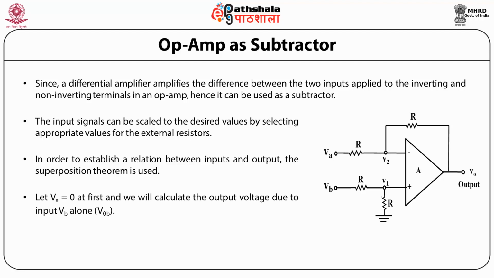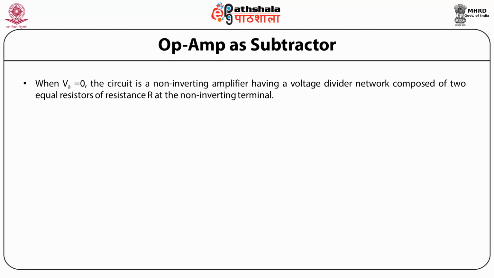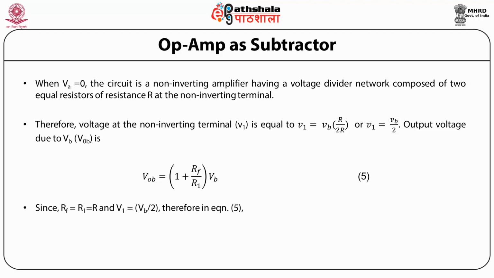Let VA equal 0 at first, and then we will calculate the output voltage due to input VB alone, that is V0B. When VA is equal to 0, the circuit is a non-inverting amplifier having a voltage divider network composed of two equal resistors having resistance R at the non-inverting terminal. Therefore, voltage at the non-inverting terminal V1 is equal to VB into R by 2R, or V1 is equal to VB by 2. Output voltage due to VB, which is V0B, is therefore given by V0B is equal to (1 plus RF by R1) into V1. Since in this circuit RF is equal to R1 is equal to R and V1 is equal to VB by 2, we get V0B equals VB.